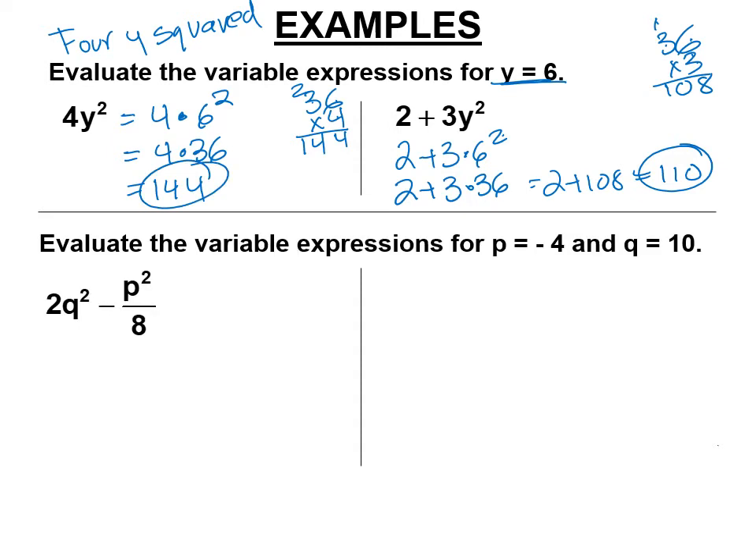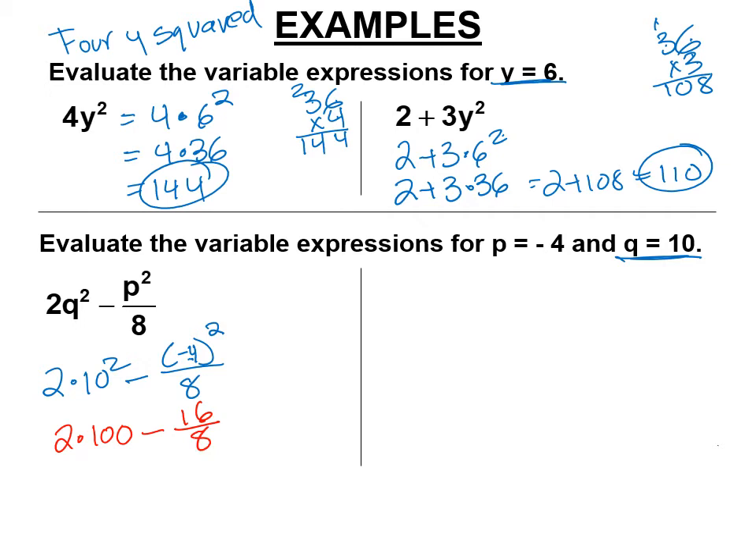So we're just going to make them more complicated. So here we have 2 times q squared. So 2 times 10 squared minus p squared. P is -4, and when there's a negative base, you must put parentheses around it, divided by 8. We have to get our exponents done first. So 10 squared is 10 times 10, 100. (-4) squared, -4 times -4. 2 negatives make a positive 16.